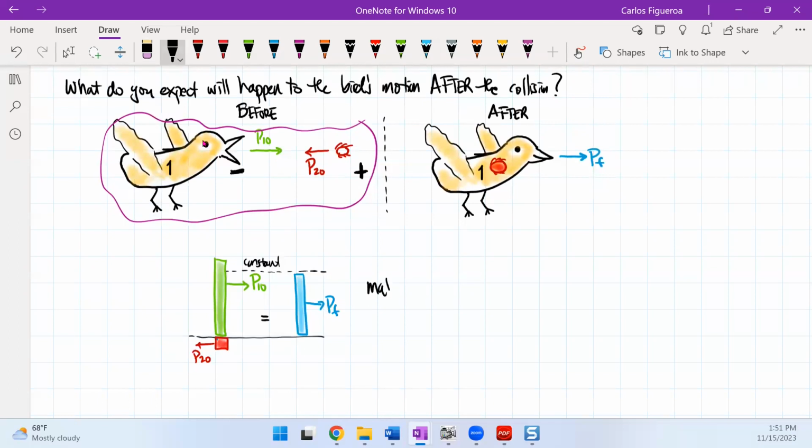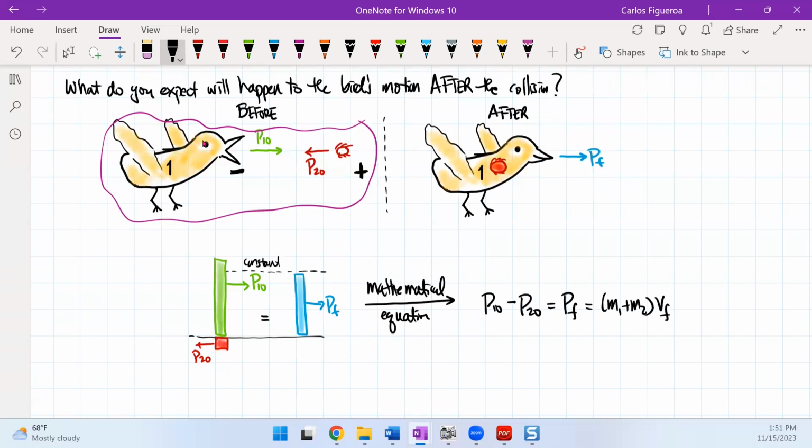So this is my mathematical equation. It reads, from my picture here, P1 initial minus P2 initial has to equal P final, which is now a combination of masses that move at the same final speed.